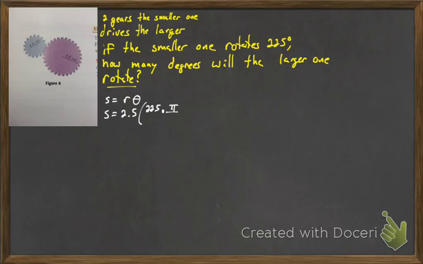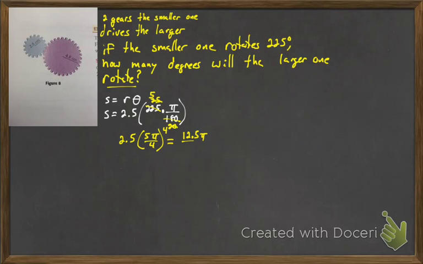Okay, so we have our formula. We have arc length, which is S equals R times theta, and that's when theta is in radians, remember? So S, the arc length, equals 2.5, which is the radius, times changing that 225 into radians, so 225 times pi over 180. Notice the 180 and the 225 both divide by 9, and then they both divide by 5. So we get 2.5 times 5 pi over 4.